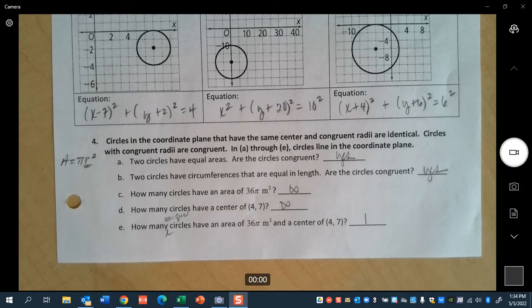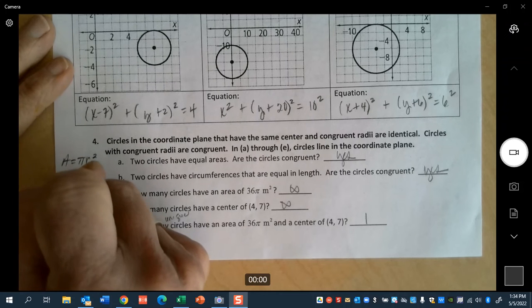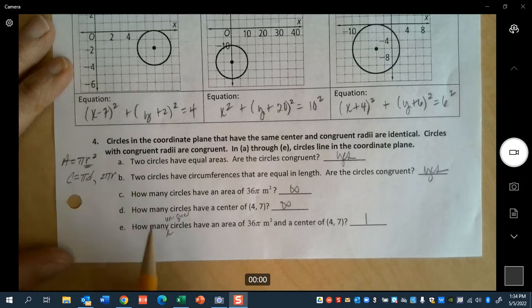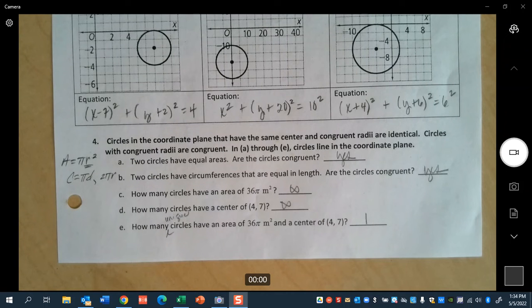All right, if two circles have circumferences that are the same, remember my circumference is equal to either pi d or 2 pi r. If their circumferences are equal in length, that must mean that their diameters or radii are the same. So are they congruent? Yes, they are. If I'm talking about circles having an area of 36 pi, there's an infinite number of circles that have that. I could draw them all day long.